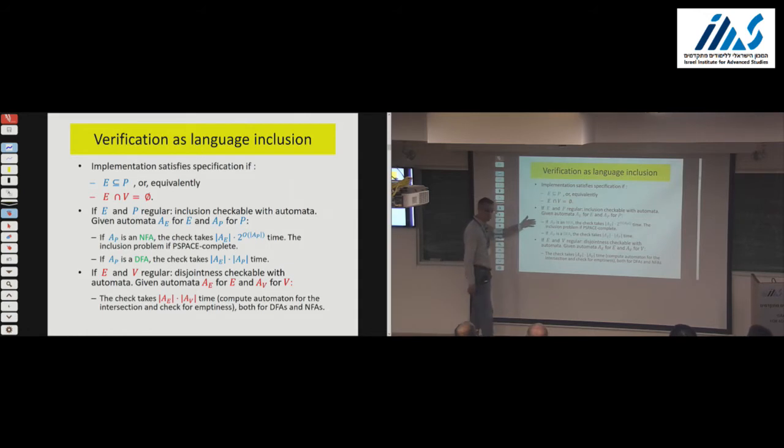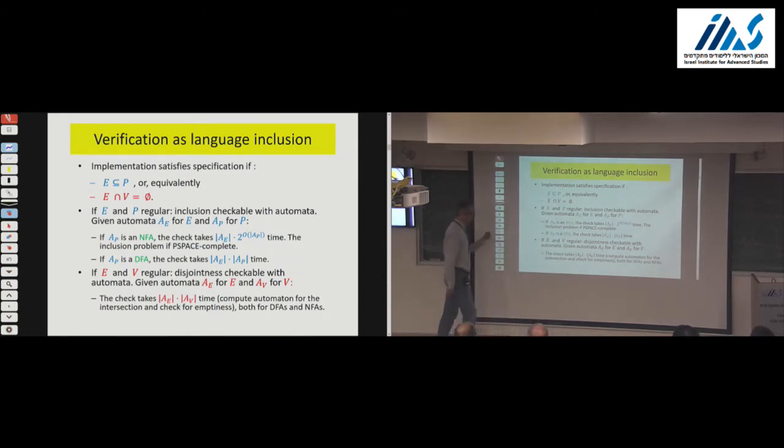And then if you remember your basic course on automata theory, this check is going to take this time: it's going to be linear in the size of the automaton that represents the executions of the system, and exponential in the other. But don't worry too much if you don't remember that. It's not going to be very essential. And this inclusion problem actually is known to be PSPACE-complete. So this exponential here is something that you are not going to expect to avoid in the worst case.